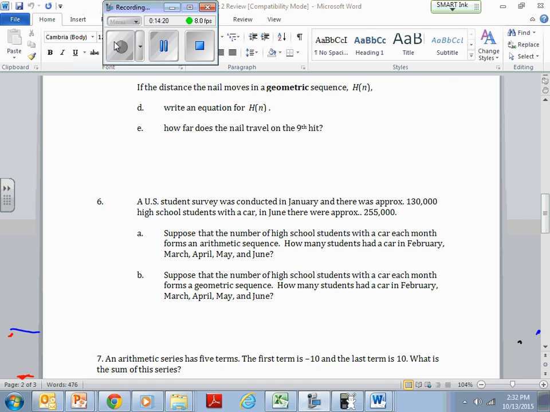All right, question D, right? And if the distance the nail moves is a geometric sequence, someone let me see that geometric one. They're going to use the word sequence. They're going to have a formula for that one too. A sub n equals A sub 1 R exponent n minus 1. All right, so same thing. So this is the answer there for that one.